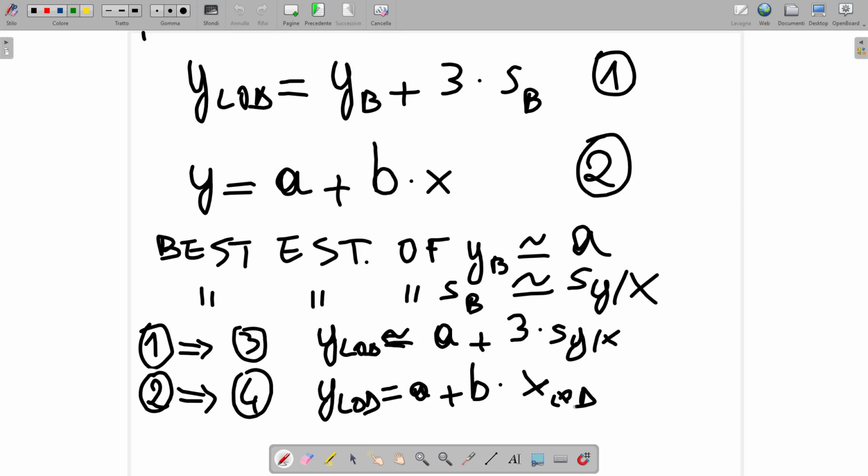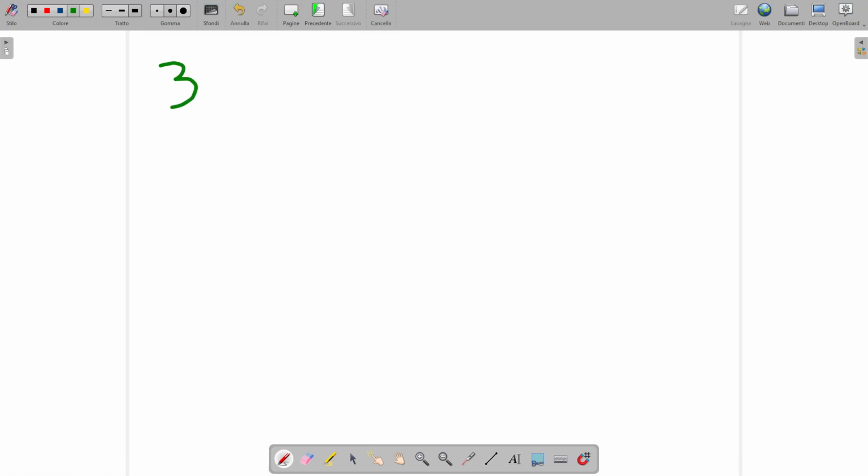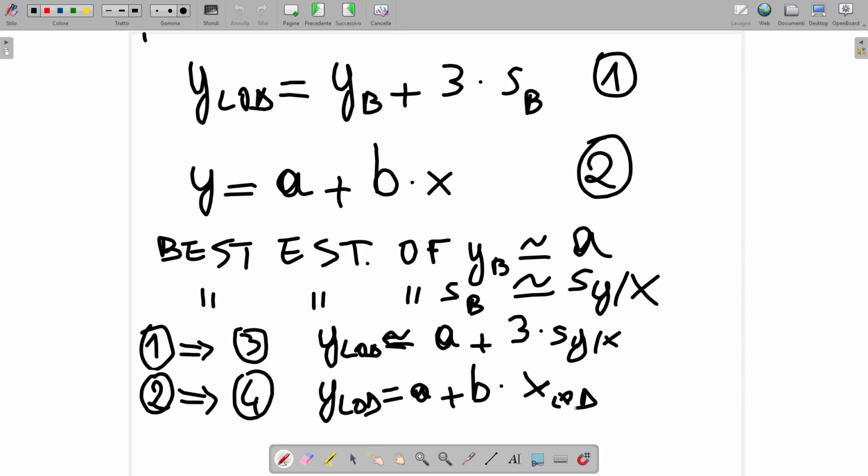So I can take equation 3 and equation 4 and compare them because they are computing the same quantity, YLOD. So the expressions on the right can be put equal to each other. So I will rewrite it in another slide. So equation 3 and equation 4.